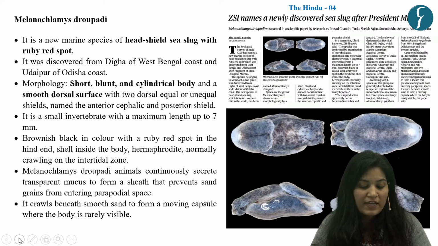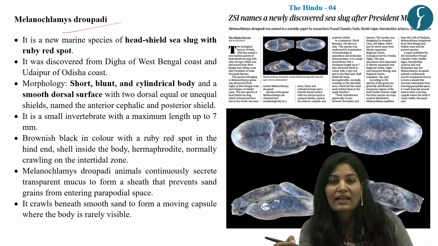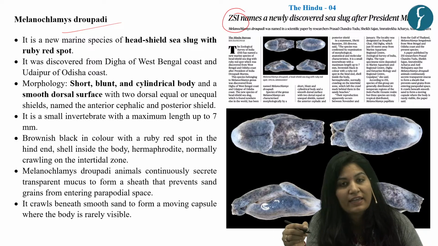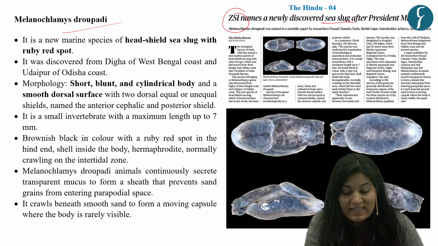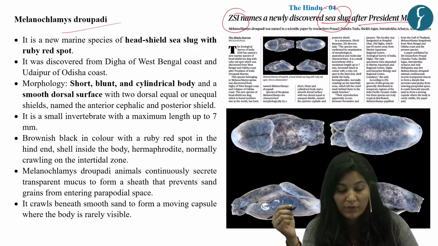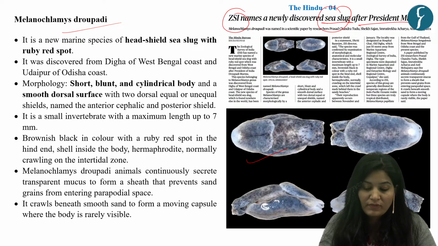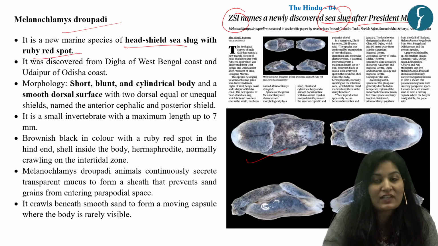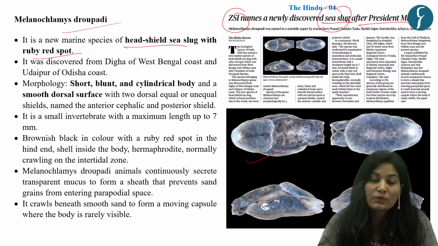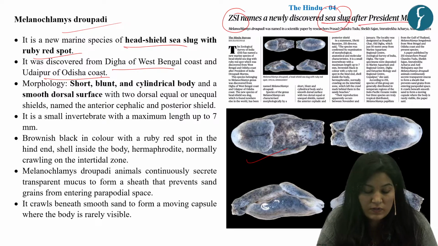So the first topic here we have taken is Melanochlamys droupadi. Context is, as I told you, the Geological Survey of India discovered a sea slug, and the species is named after President Murmu. Here you can see the image of the sea slug. It is a marine species of shield sea slug with a ruby red spot. It was found in Digha of the West Bengal coast and Udaipur of the Odisha coast.